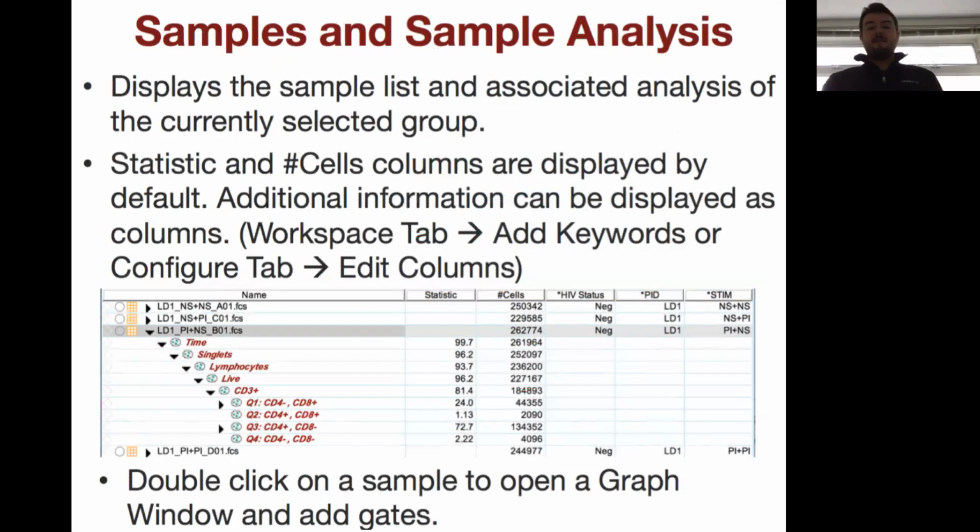Samples and sample analysis. Here we're just talking about applying gates to a sample or to a group, which will then apply those gates to the samples. You can also add things like statistics, which can be group applied as well, and they will be calculated for each of the populations to which they've been applied within a given sample. In order to add gates, you're just going to double click on a sample to open up a graph window where you can manually draw a gate if you haven't done so already.